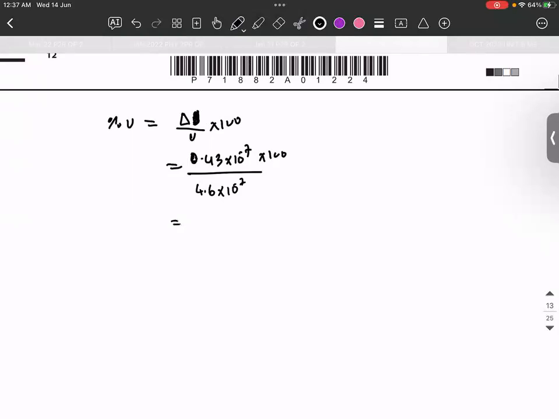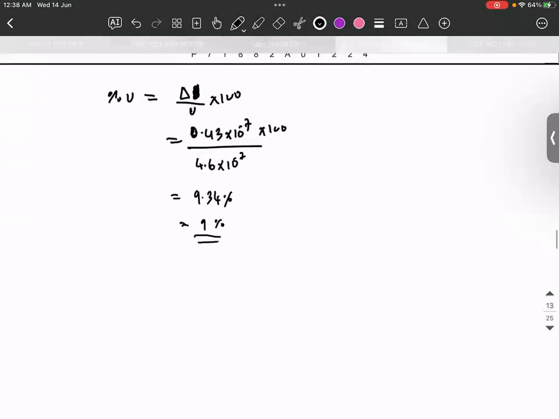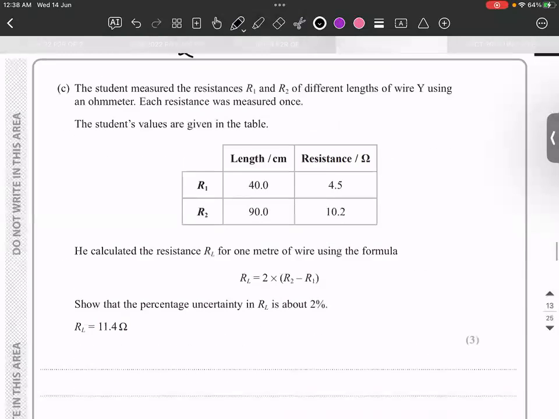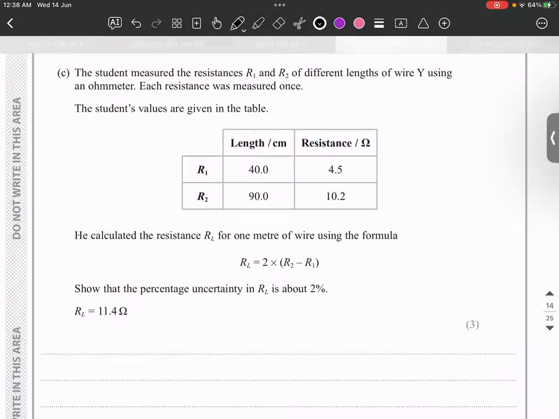So if you are dividing and multiplying it with 100, you will get it as 9.34 percentage. So it is nearly 9 percentage. Hence, we showed it. Next question.